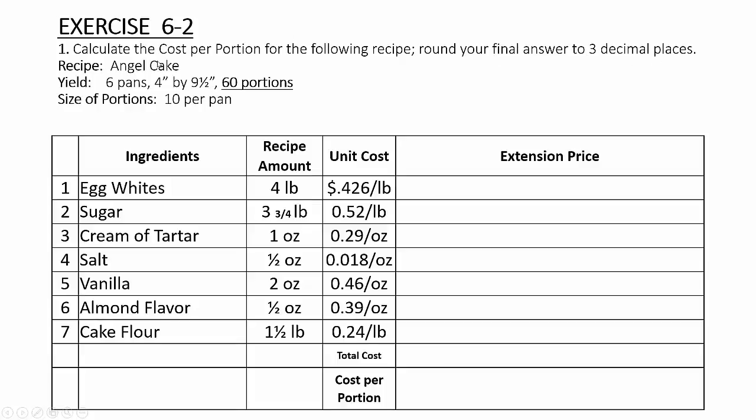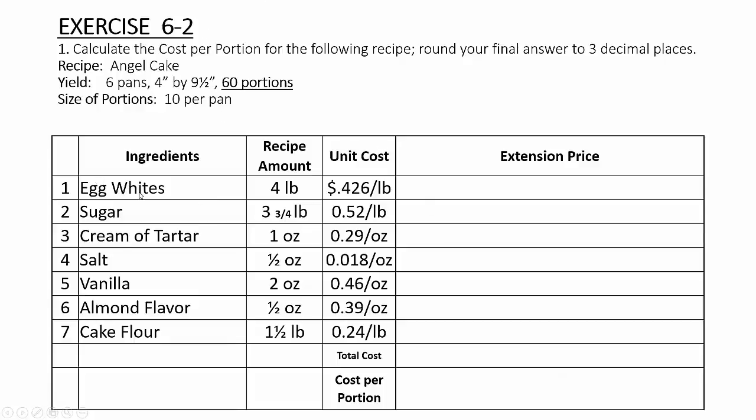So this recipe here makes an angel cake. It will yield 6 pans. Each pan is 4 inches by 9.5 inches, and this will give us 60 portions, or as you can see, 10 portions per pan. None of this is important for what we're doing here except the number of portions this recipe gives us. This is what we need to calculate our portion cost. So let me show you a bit of what's going on.